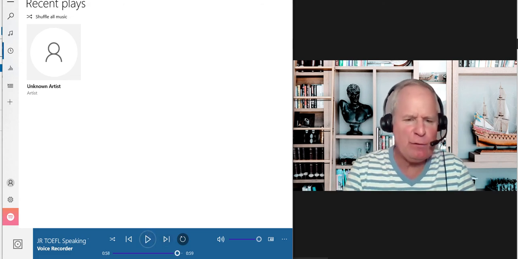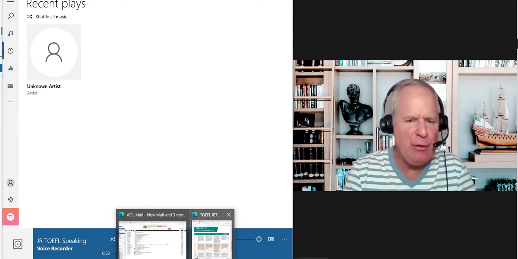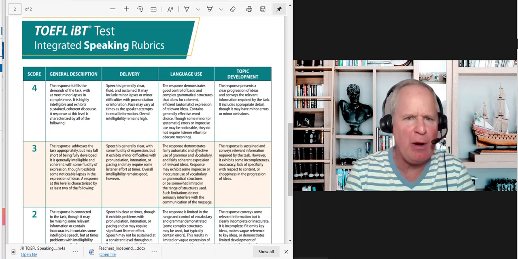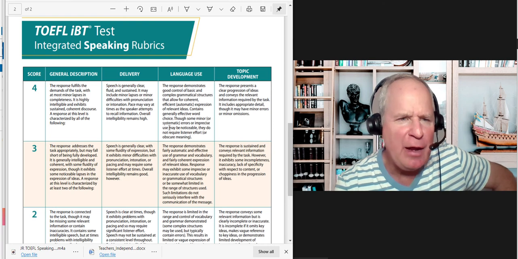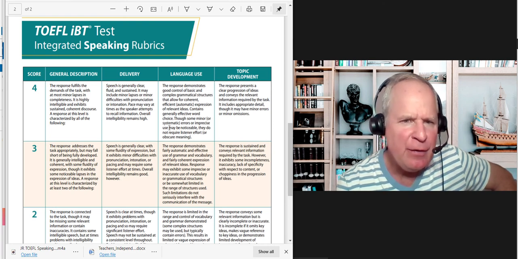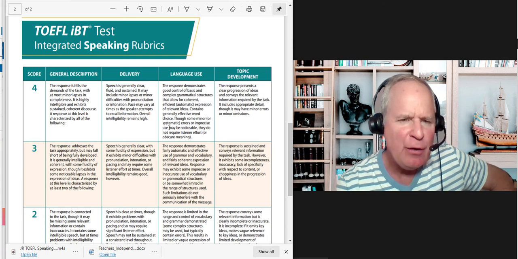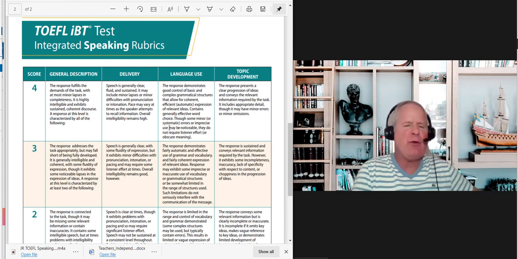This is close. Wow, my goodness. So you had a few language use issues, right? So we found some things in there. So let's look at the language use in the four area. Contains generally effective word choice, though some minor or systematic errors or imprecise use may be noticeable. They do not require listener effort or obscure meaning.